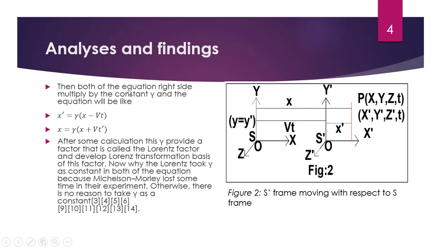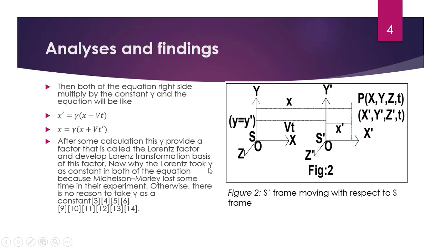Then both equations' right sides are multiplied by a constant gamma, and the equations become x dash equals gamma into x minus vt, and x equals gamma into x plus vt dash. After some calculation, this gamma provides a factor called the Lorentz factor, and the Lorentz transformation is developed on the basis of this factor.